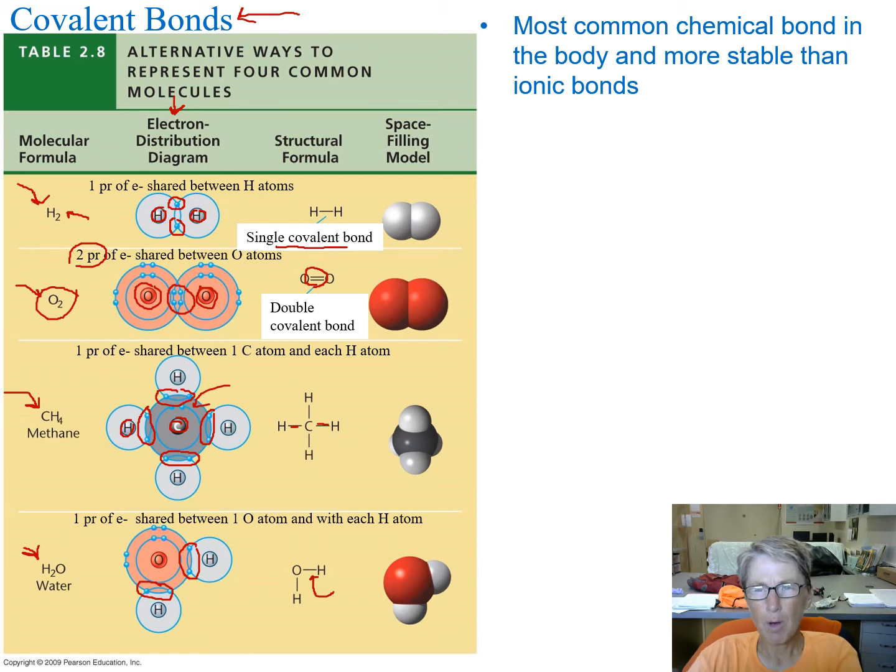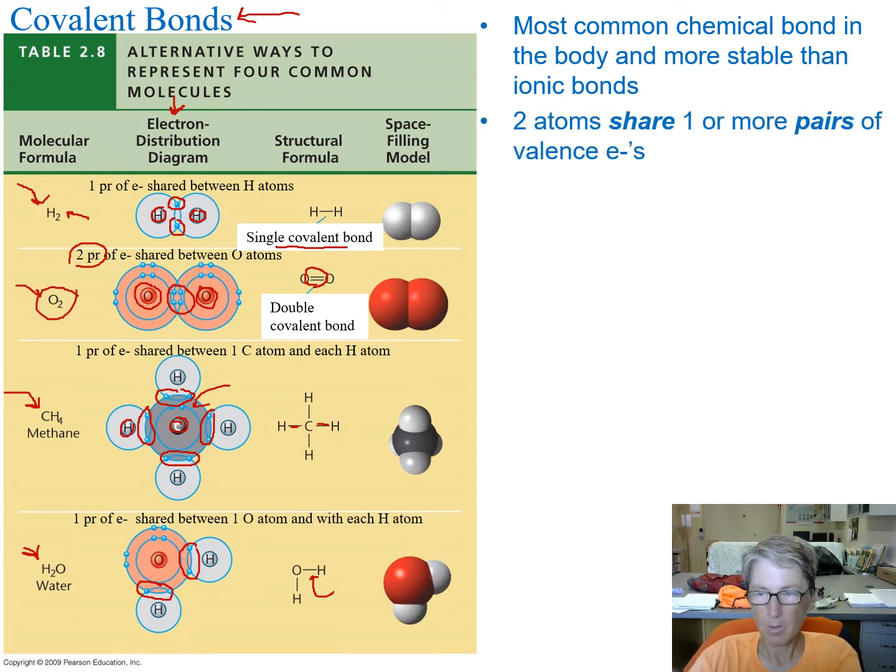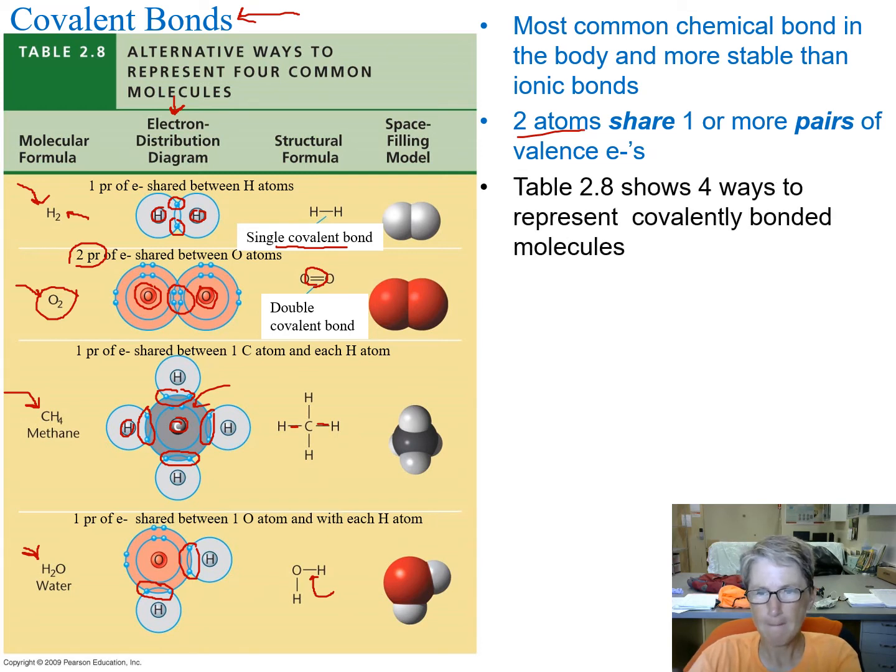Most chemical bonds in the body are covalent bonds. They are more stable than ionic bonds, so they're very stable. Thanks, Mother Nature, for making those stable. And this, we just talked about this. Two atoms will share one or more pairs of valence electrons. So we just looked at that.